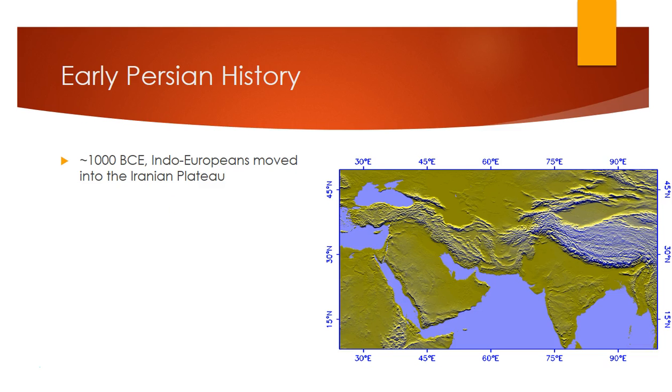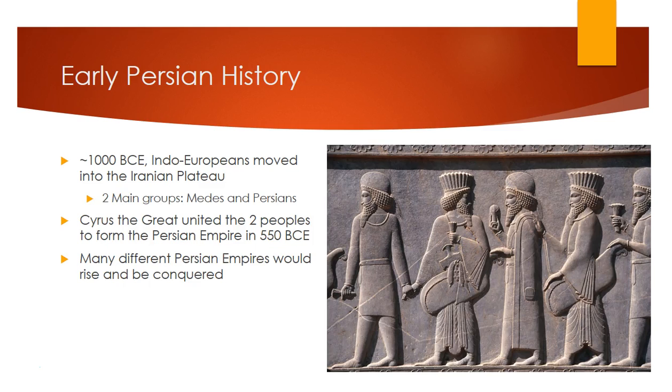Now to get to the history of Persia, we have to start way back, around 1000 BCE. Indo-Europeans moved into the Iranian plateau, and here is the Iranian plateau there. And there were two main groups of Indo-European speakers who moved in. These were the Medes, that you can see here with the rounded hats, and the Persians, who wore Reese's peanut butter cups.